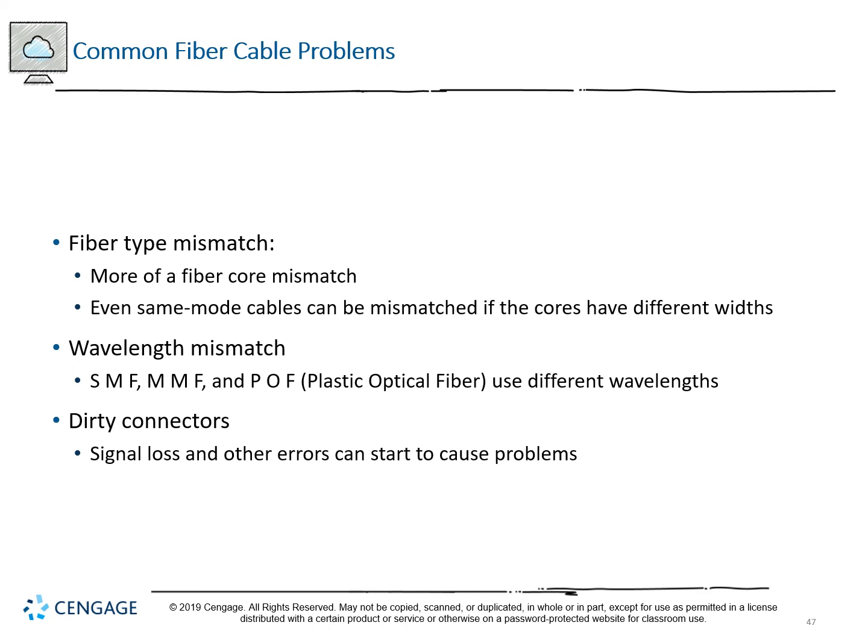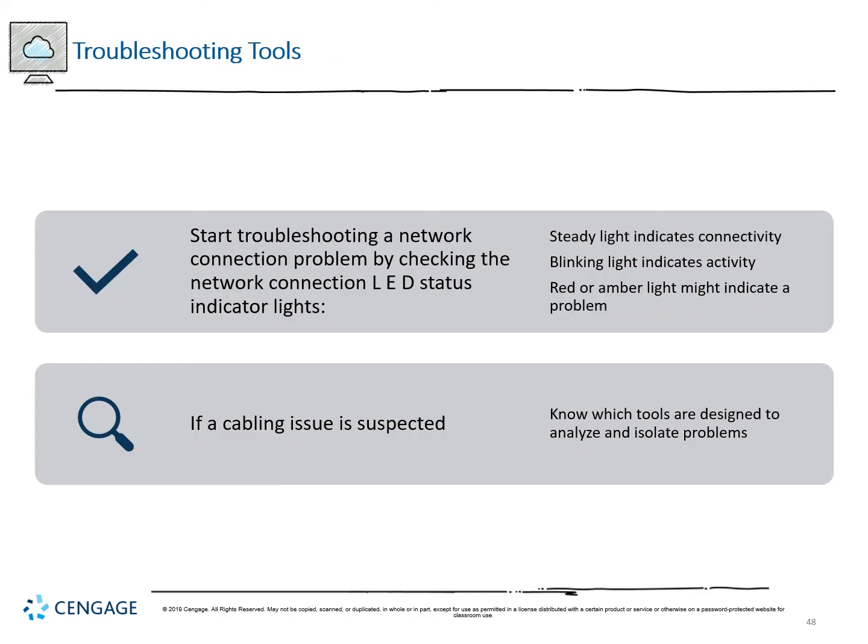Wavelength mismatch: POF, which is plastic optical fiber, versus SMF and MMF, which are almost always glass or polycarbonate. Those are going to use very different wavelengths, which means that their optical transmission will change due to their density. You can also have issues due to dirty connectors, which is where the cable connectors at the end of the ferrule, if dirty or otherwise contaminated, will cause blockage or mistranslation of the signal moving from medium to medium.